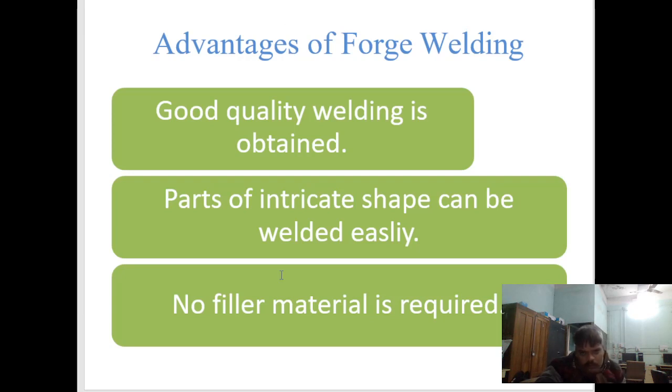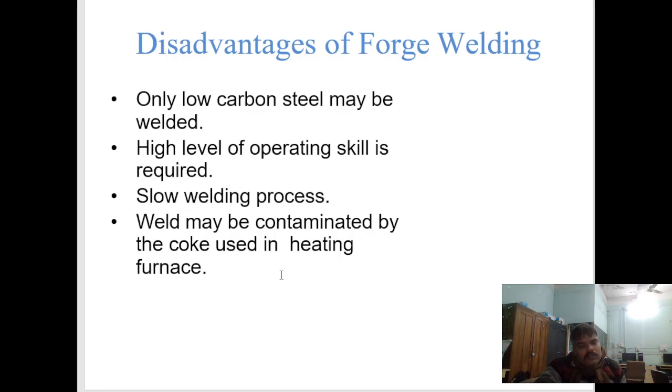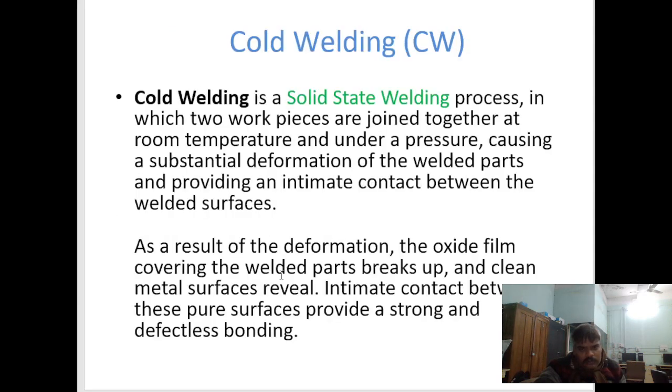Advantages of forge welding: good quality welding is obtained. Parts of intricate shape can be welded easily. No filler material is required. Disadvantages of forge welding: only low carbon steel may be welded. A high level of operating skill is required. It is a slow welding process, and the weld may be contaminated by the coke used in the heating furnace.